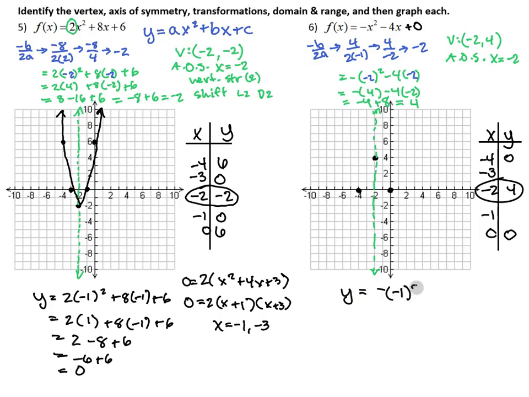Let's do -1 squared minus 4 times -1. Okay, so -1 squared becomes +1. Exponent first, now we can multiply. -1 times 1 is -1. -4 times -1 is +4. And adding, we get 3. So -3 is up at 3. And -1 is also at 3.